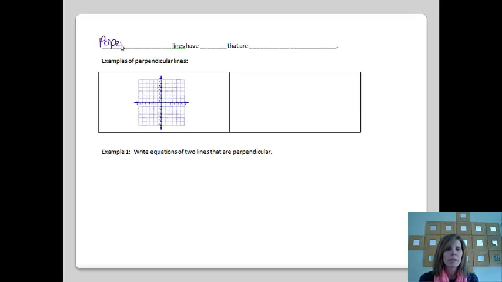Okay, perpendicular lines have slopes. Instead of slopes that are the same as in parallel lines, they're going to have slopes that are opposite reciprocals. And this is the algebra definition of perpendicular lines. Examples of perpendicular lines you'll notice right now on the paper. The x-axis and the y-axis are perpendicular lines.